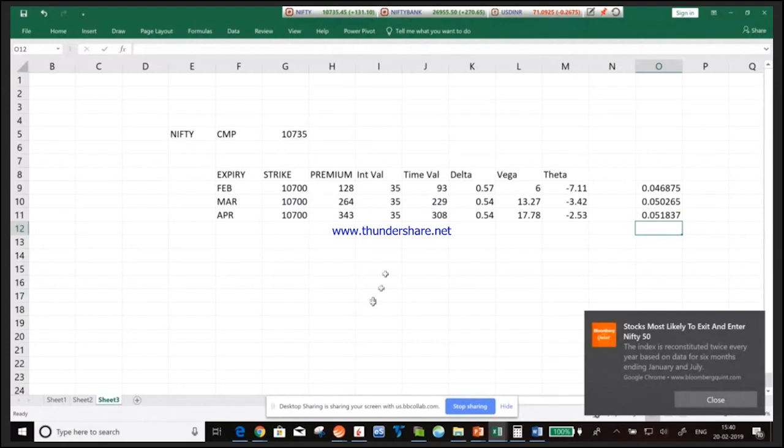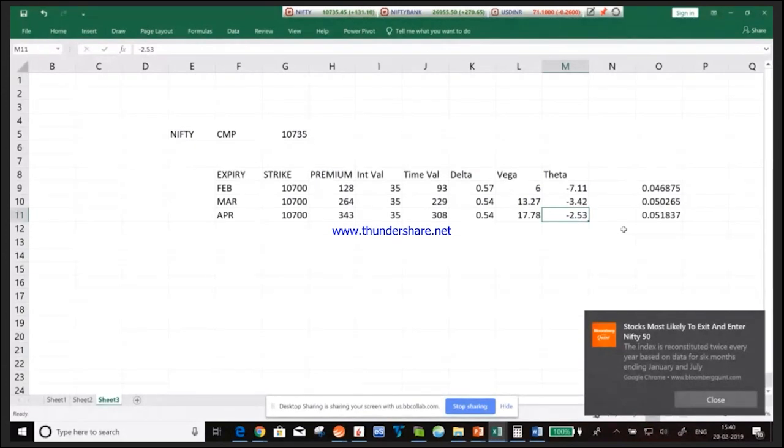Now take a look at this. Let's say one day has passed. You will lose 7 rupees from the February series. You will lose around 3.5 rupees from the March series. And you will lose 2.5 rupees from the April series.